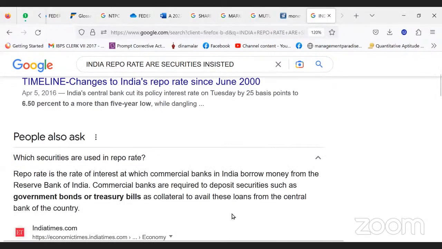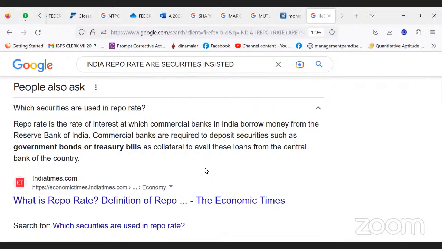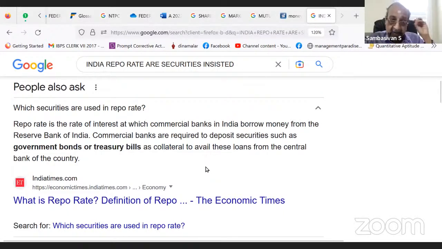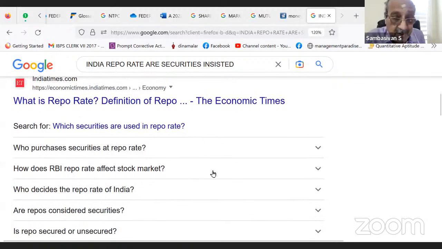What securities are used in repo rate? Repo rate is the rate of interest at which commercial banks in India borrow money from the Reserve Bank of India. Commercial banks are required to deposit securities, such as government bonds or treasury bills, as collateral to avail these loans from the central bank of the country. What you have understood is wrong. From where did you read this? Nowhere have I read this. That's why I was surprised.